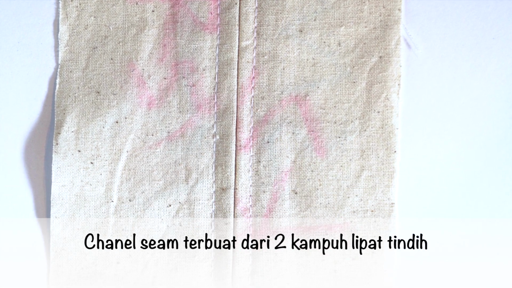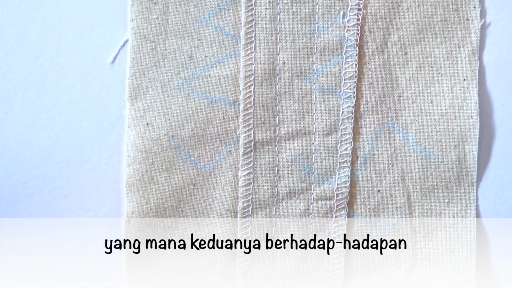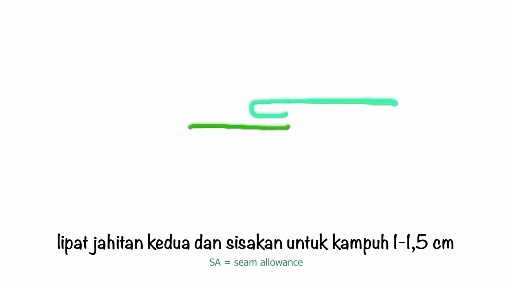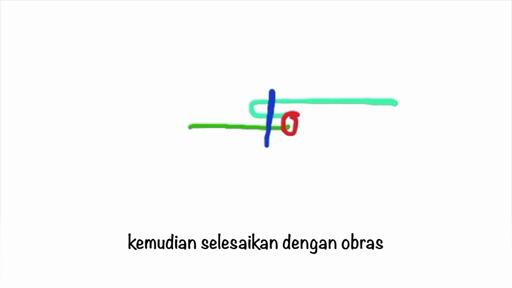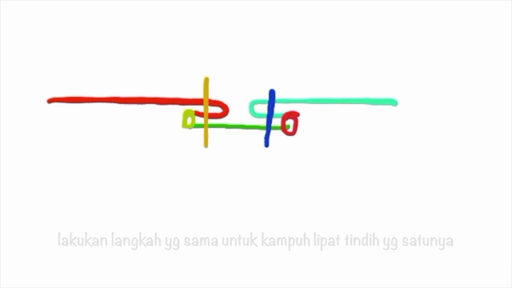Channel seam. The channel seam is 2 lap seams together, which are face to face with each other. The constructions. The first fabric is the base. Fold the second fabric and spare 1 to 1.5 cm seam allowance. Sew the stitching line and then finish the seam with overlocking. Do the same steps for another lap.